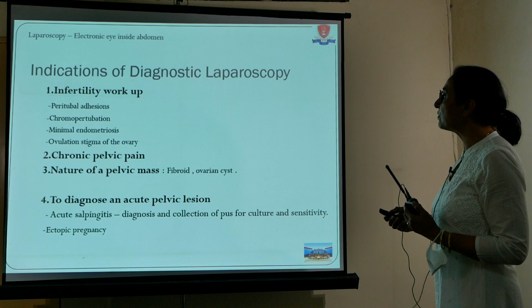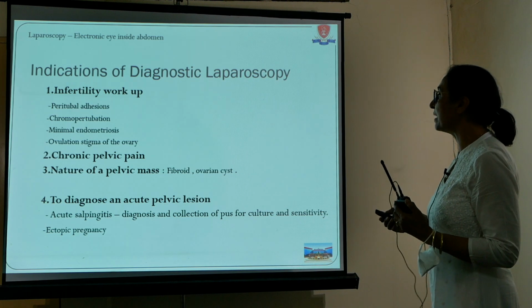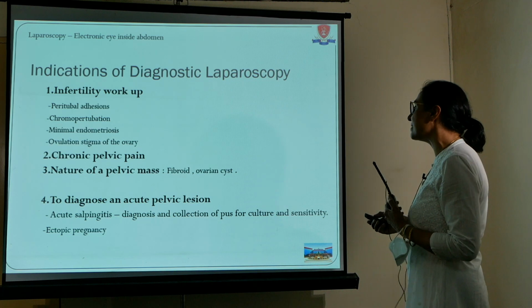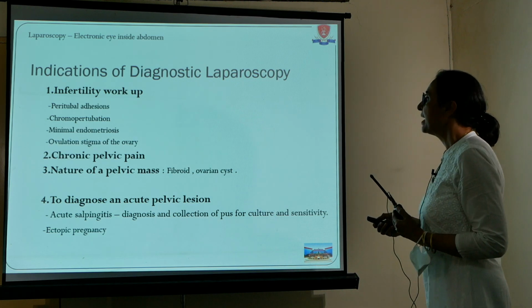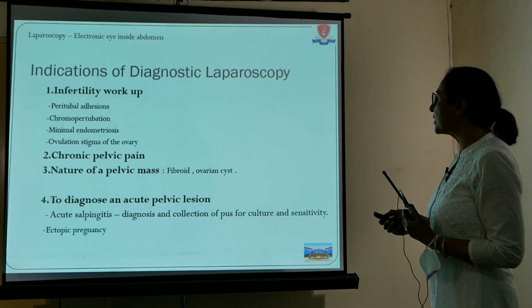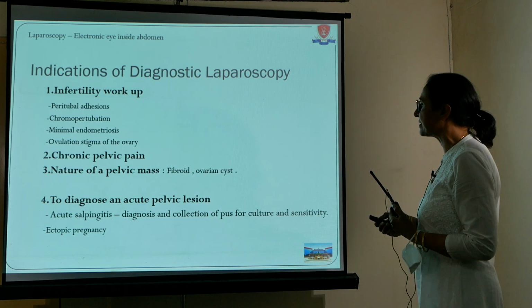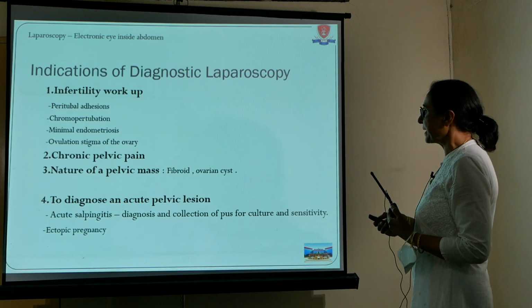Third is the nature of a pelvic mass. Suppose we have a pelvic mass, we would like to know whether it is a fibroid or an ovarian cyst. Then, to diagnose an acute pelvic lesion like acute salpingitis, acute appendicitis, or ectopic pregnancy.